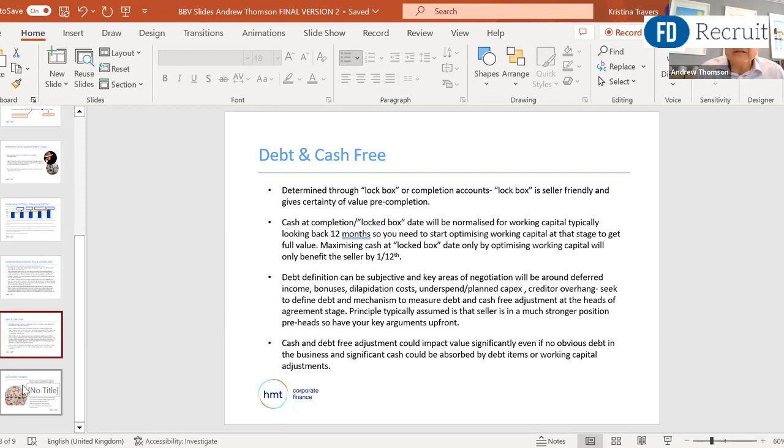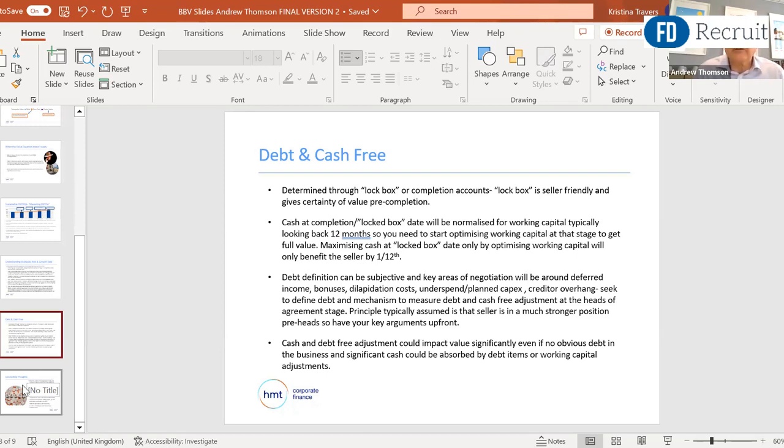The debt definition can be an incredibly subjective area, and I'll give some examples of things you normally have a discussion over. Probably the biggest one is deferred income. The question there is: is deferred income part of the working capital of the business, or is it a debt item that comes off the price?